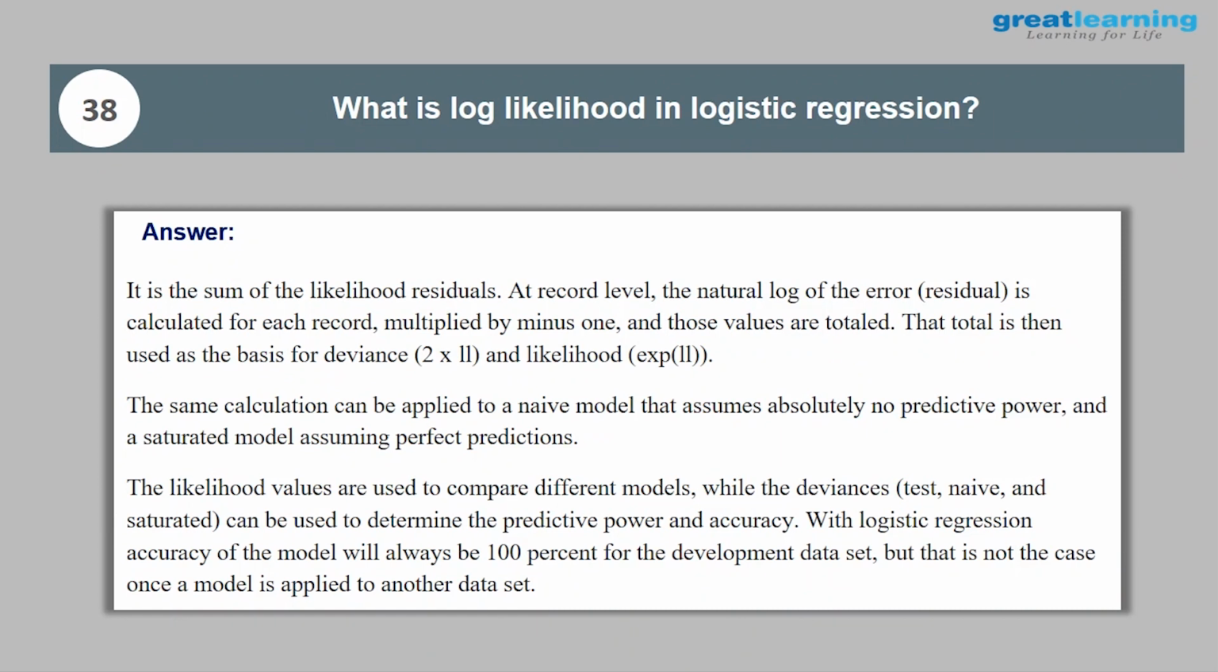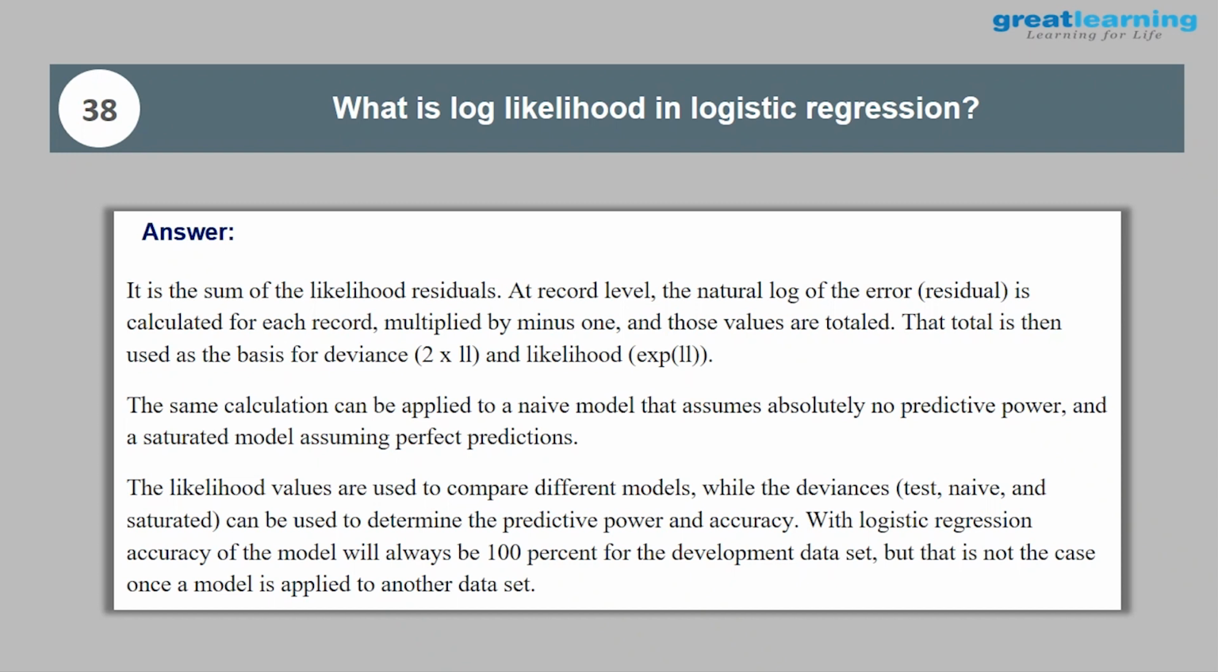Now let's have a look at what is log likelihood in logistic regression. It is the sum of the likelihood residuals at record level. The natural log of the error, that residual, is calculated for each record, multiplied by -1, and those values are totaled. The total is then used as a basis for deviance, 2 times L1, and likelihood, exponential of L1.